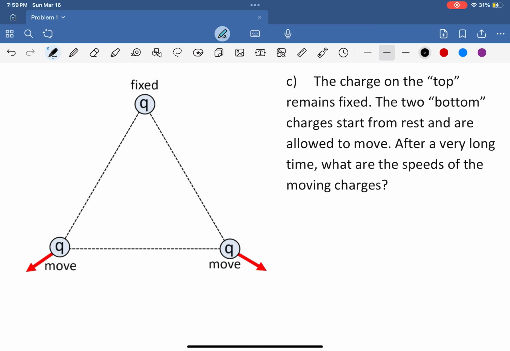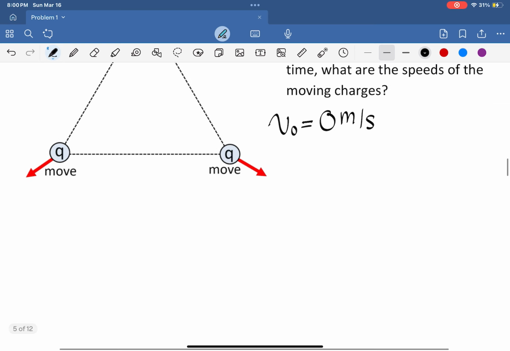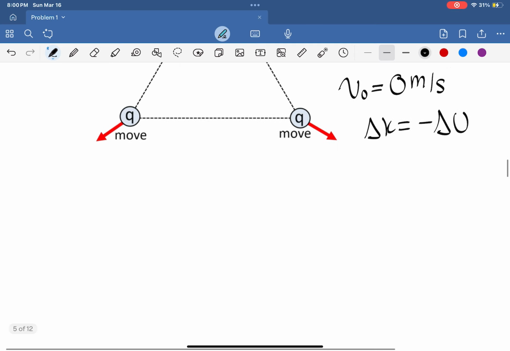Now, the charge on the top remains fixed. The two bottom charges start from rest and are allowed to move. So let's think about that. V naught, our initial velocity, is 0 meters per second. After a very long time, what are the speeds of the moving charges? So we need to use delta K equals negative delta U. So let's address it. What is delta K?